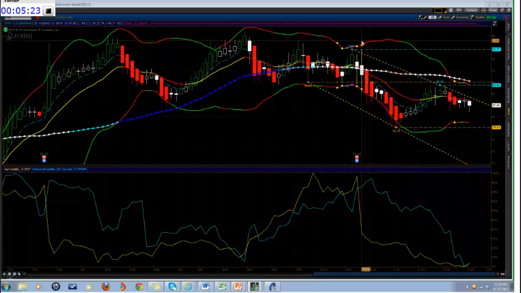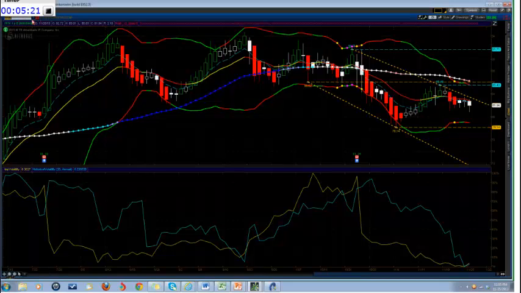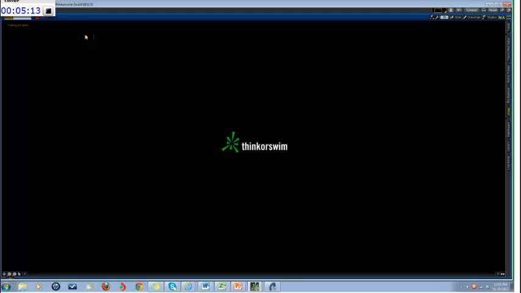The other thing I like to look at, I like to trade SPX with options. Let me pull that up real quick. I'm just giving you a wide brush of different things.